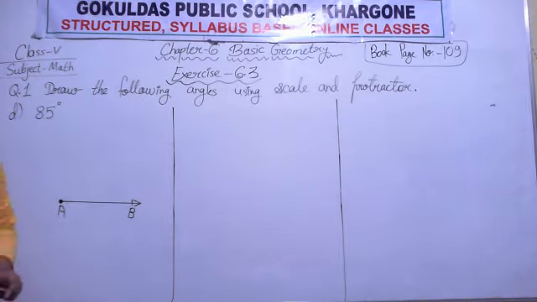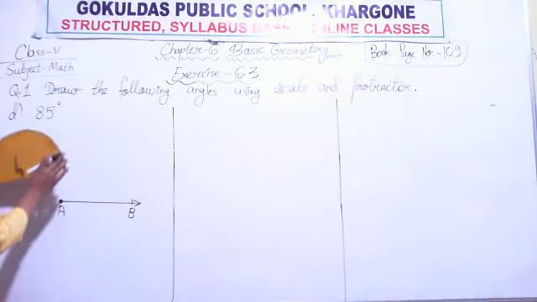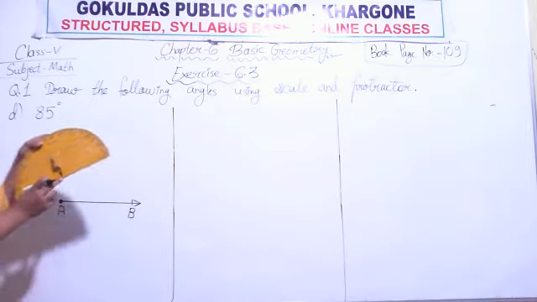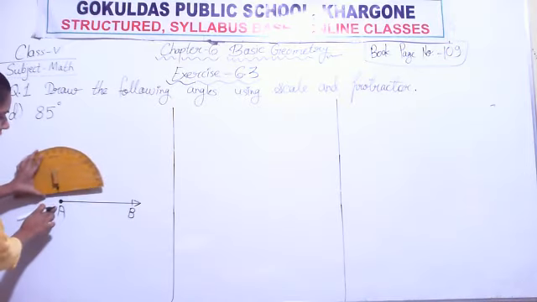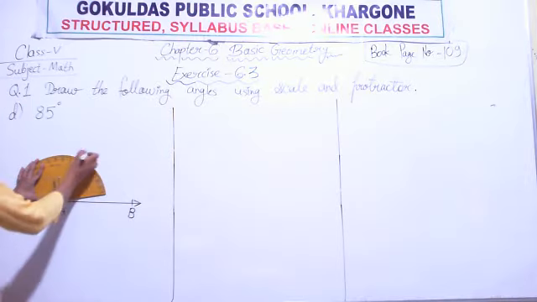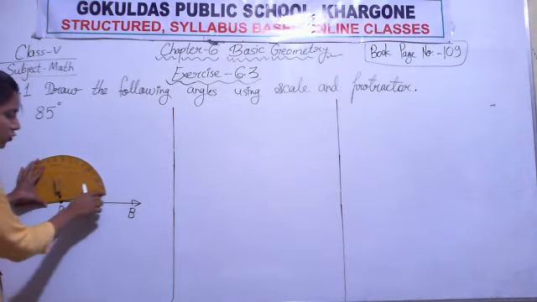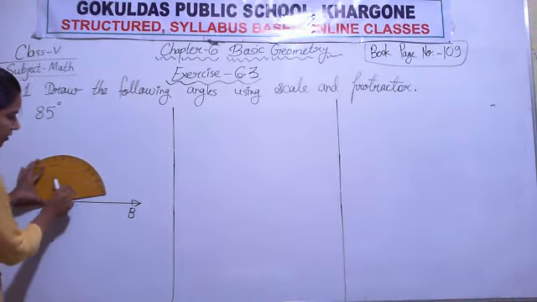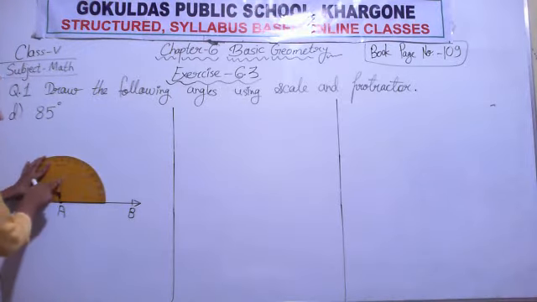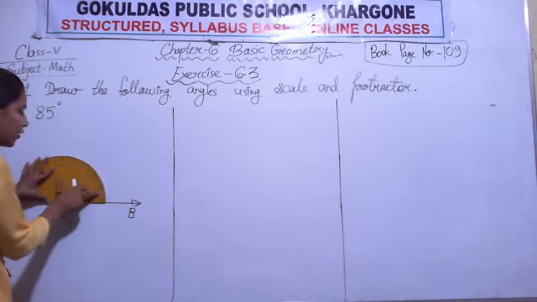Now step 2. For step 2, I will require a protractor. How will I draw the 85 degree? I will keep the center of the baseline on point A. I have kept the center. Now I need to coincide the baseline with ray AB. Coincide the baseline with ray AB.